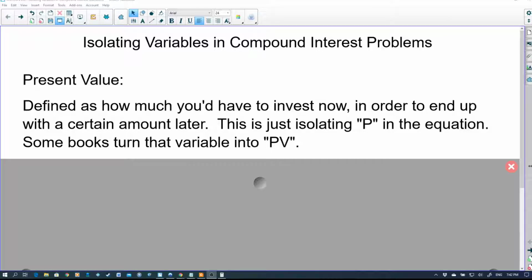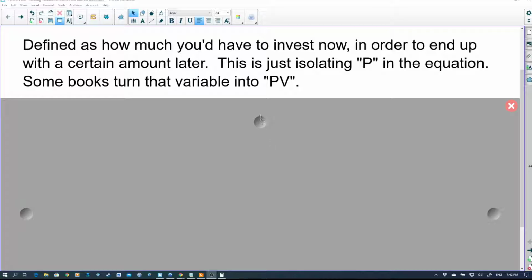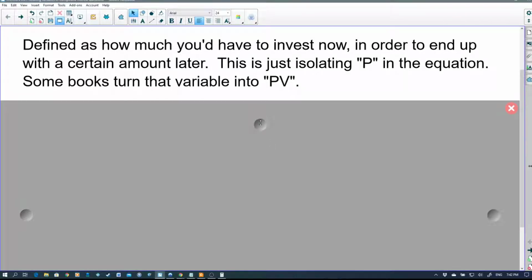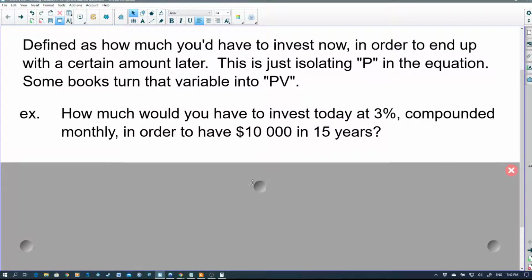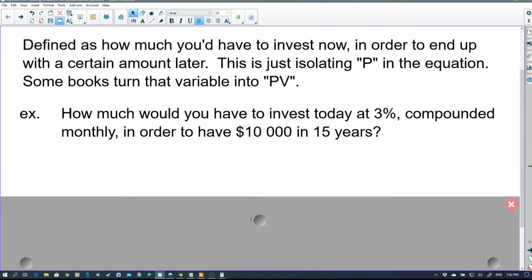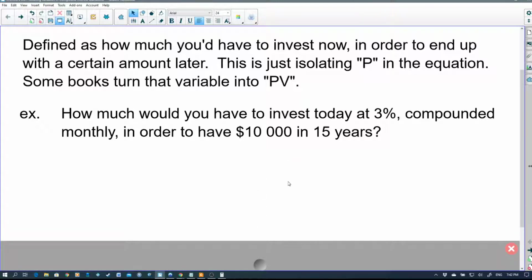So here's a question that they often will call a present value question. What is present value? Present value is defined as how much you'd have to invest now in order to end up with a certain amount later, which is basically just isolating P in the compound interest equation. But some books actually turn that variable into PV, and they'll turn the variable for A into FV, standing for future value. So you just need to know, and I'll write both of those formulas in a second.